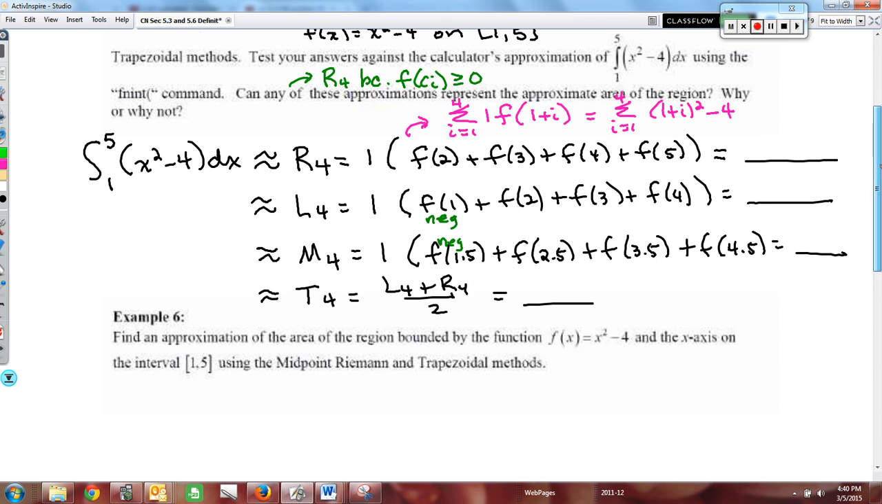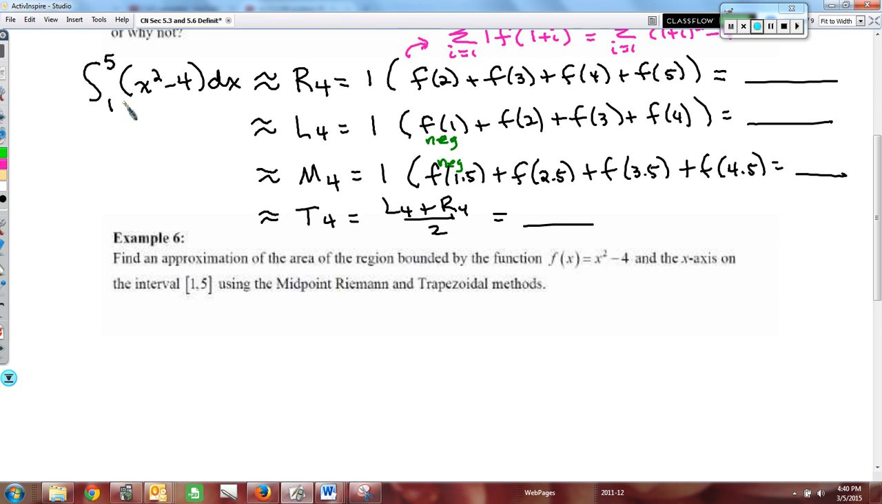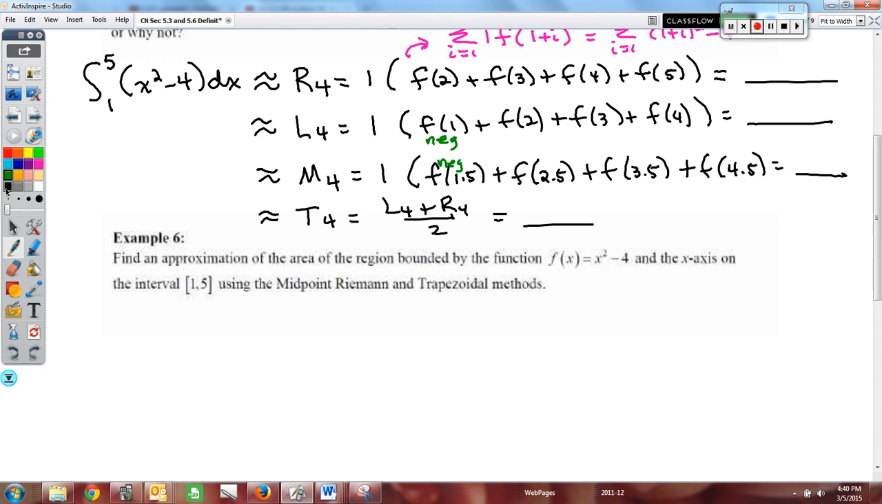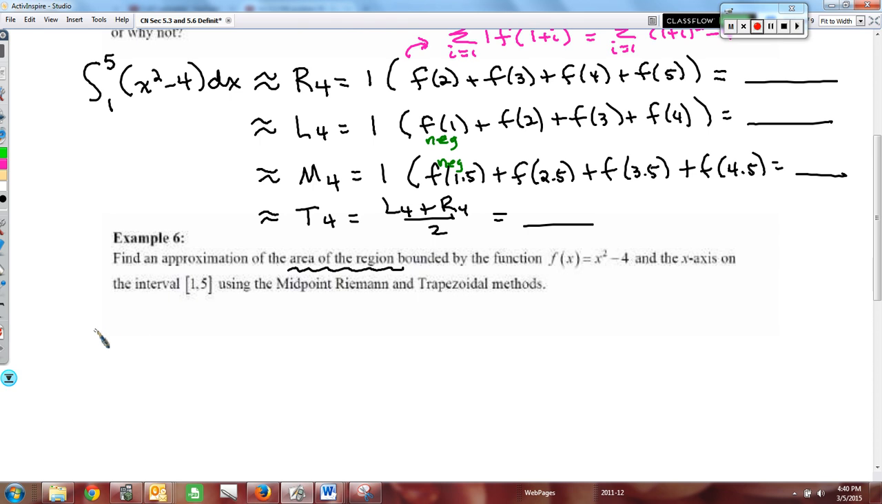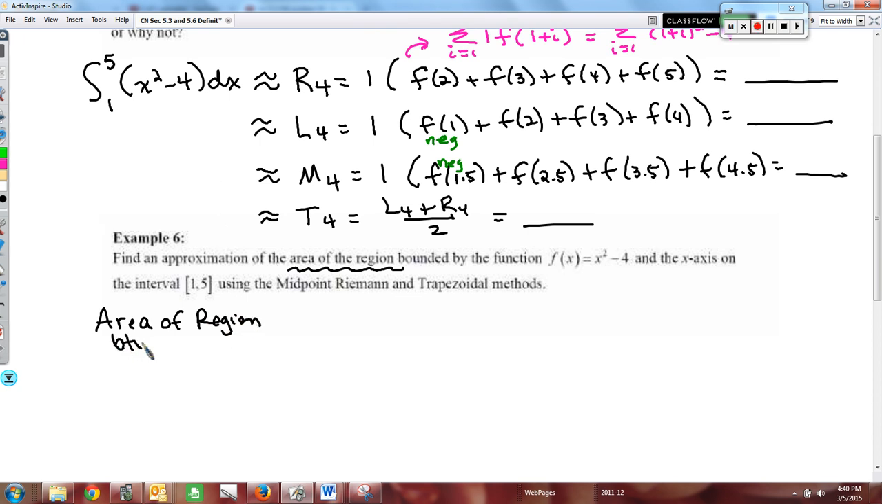Now let's take a look at example 6. What if instead of me asking you to approximate the definite integral using these numerical approximation methods, I ask you to approximate the actual area of the region? So I can still do that. We'll label it area of the region between y equal to x squared minus 4 and the x-axis on the interval from 1 to 5 is approximately.